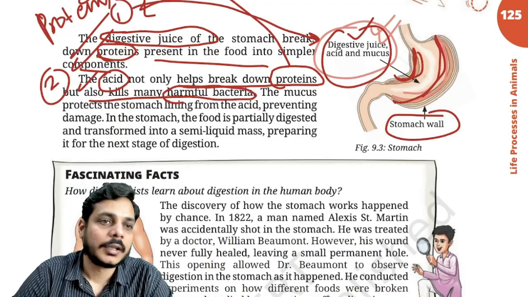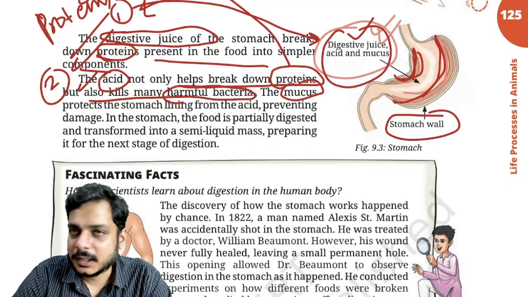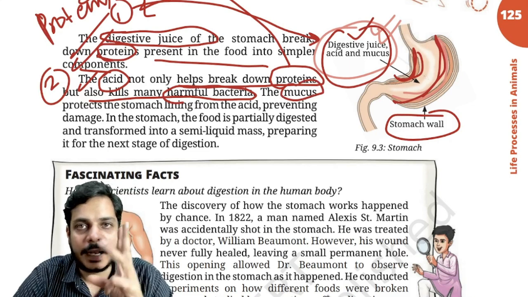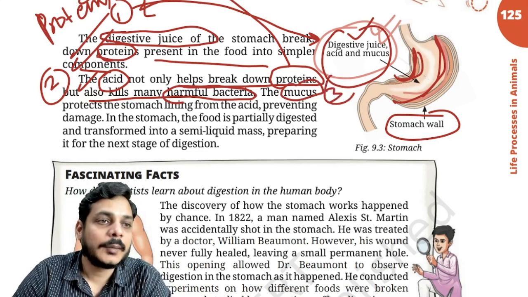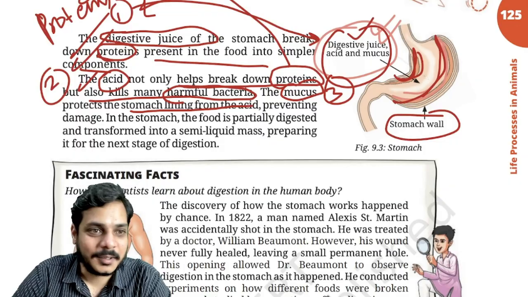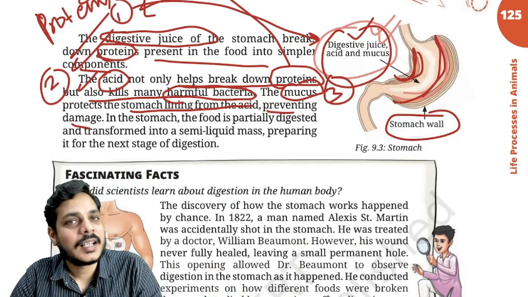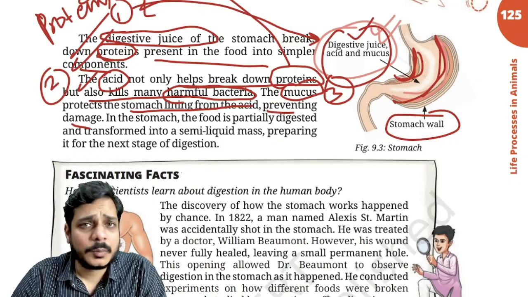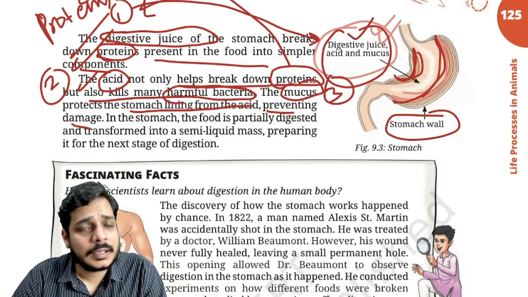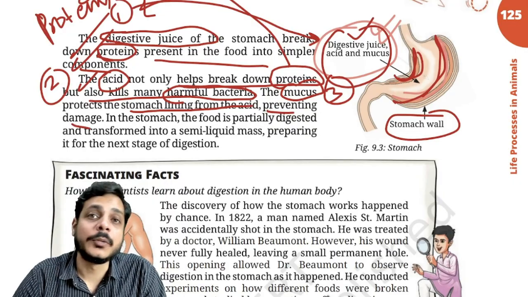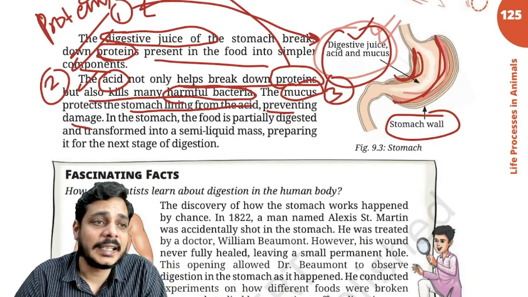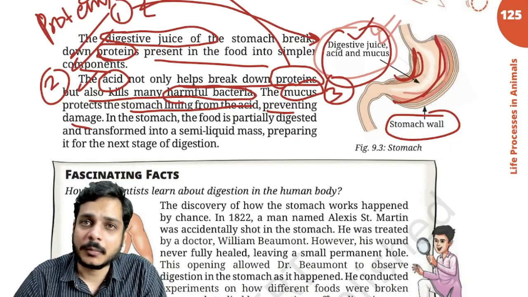Okay. What about the mucus? We talked about three things: digestive juice, then acid, and mucus. So this is the third part. It protects the stomach lining from the acid, preventing damage. So this answers our question: if acid is produced in the stomach, will it not harm the stomach? It can harm the stomach, but mucus is there, present as a lining that protects the stomach from getting damaged.